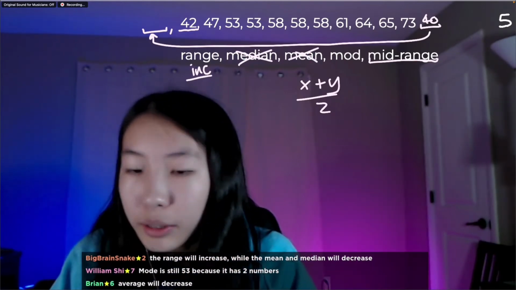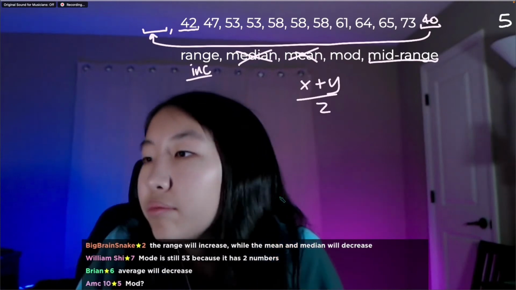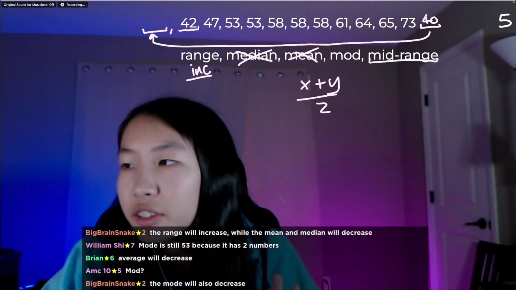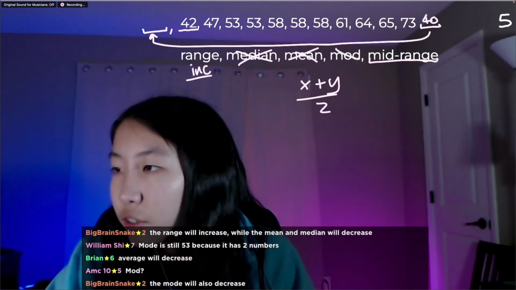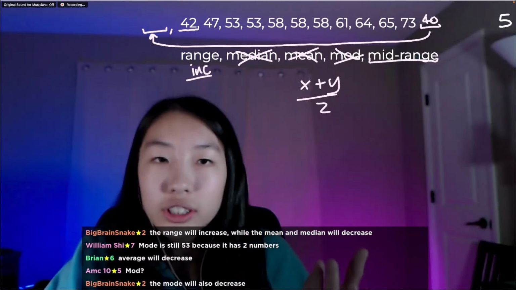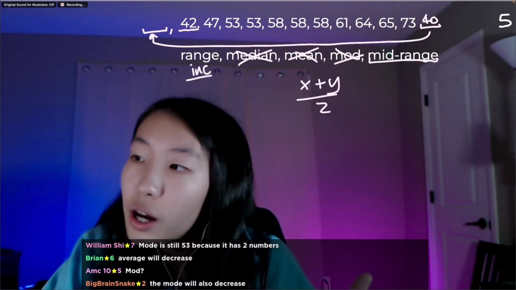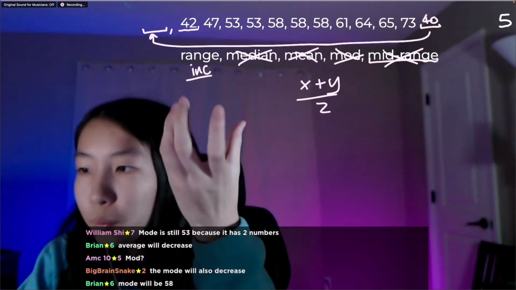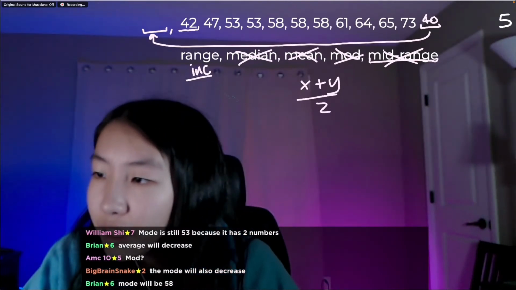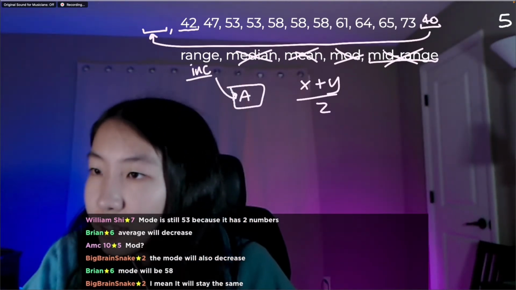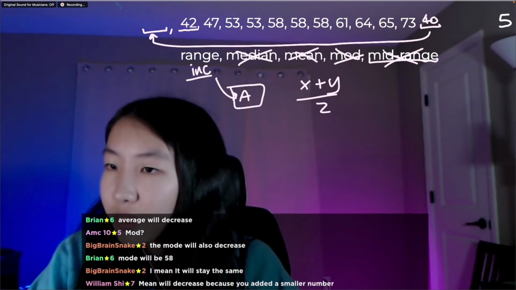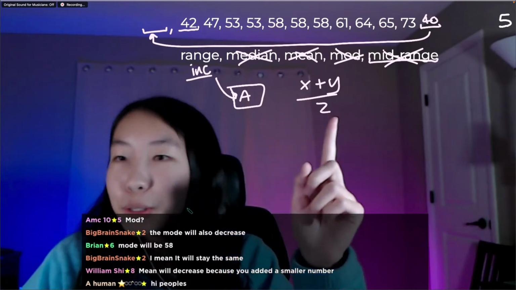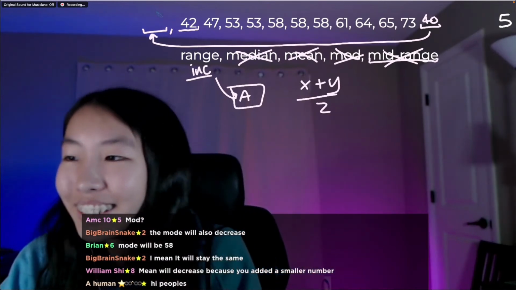All right, let's look at the mode. There wasn't a 40 already here, so the mode actually doesn't change. And because the mid-range is smaller than the range itself, that's also not going to increase. So clearly all we're left with is the range, which is answer choice A. And yeah, it's supposed to be mode, not mod, but you guys got the idea.